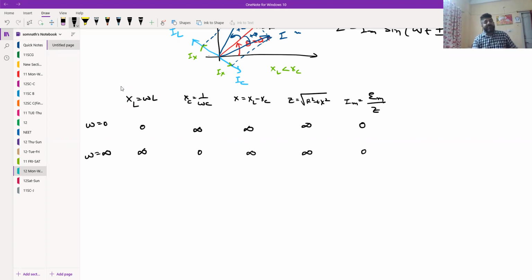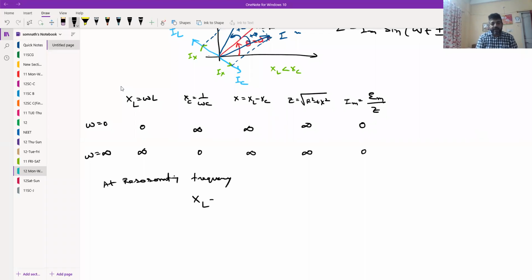So what do you mean by that? Same thing. When omega is 0, XL is 0 and XC is infinity. When omega is infinity, just the reverse happens. So there is a time when they are equal. That time is called the resonating frequency.